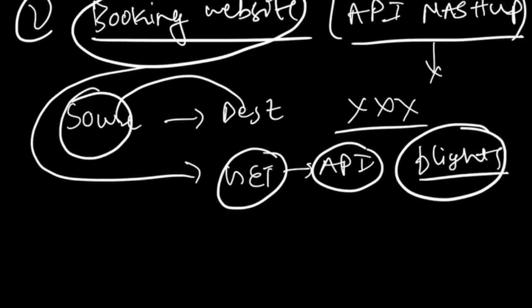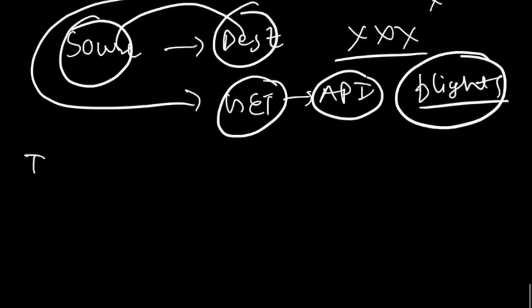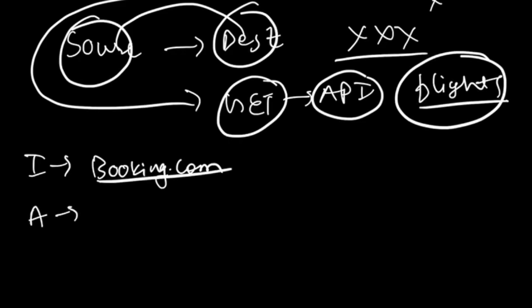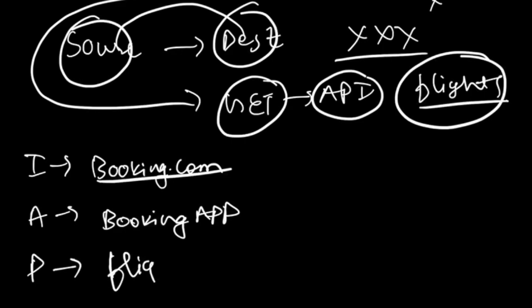So here, what is the interface? Interface is, for example, let's take booking.com. This is a website. And what is the application? Application is basically the booking app, right? That is booking.com. And what is the program? Program is flight search. Okay, you made an API call. So what happens in booking.com, right?